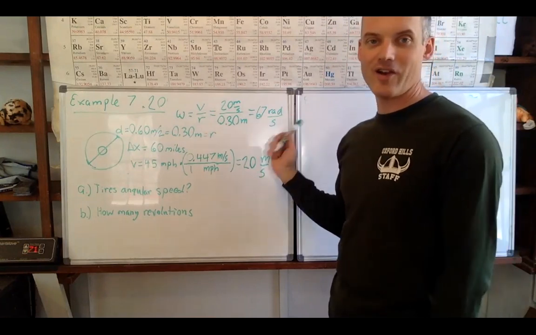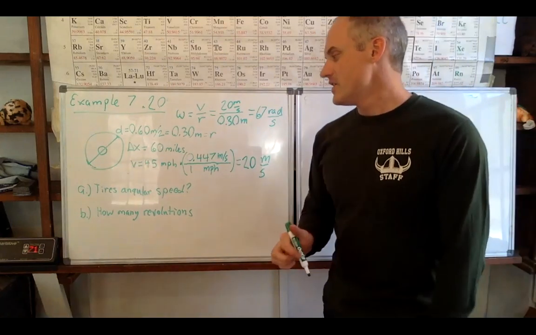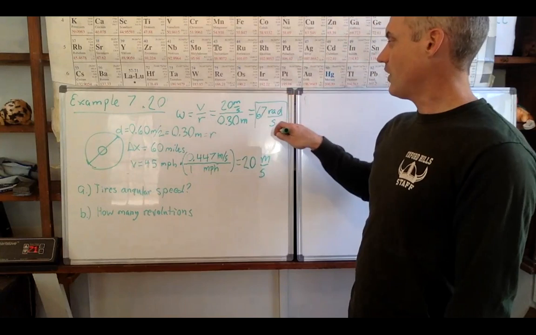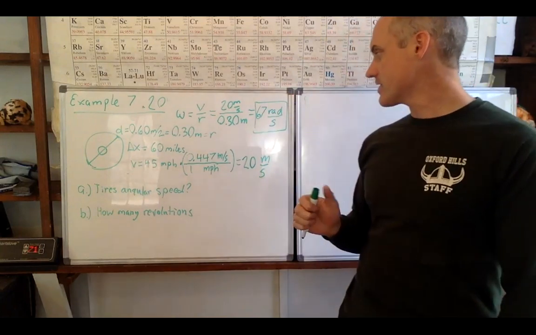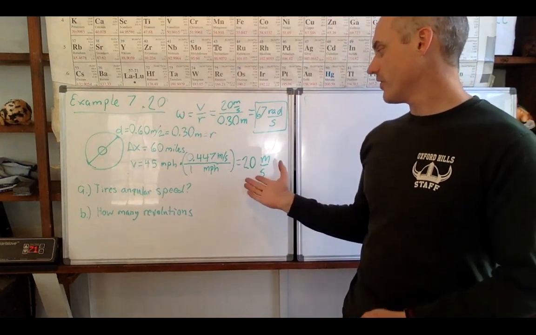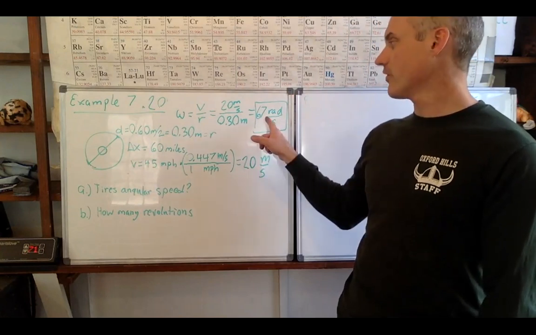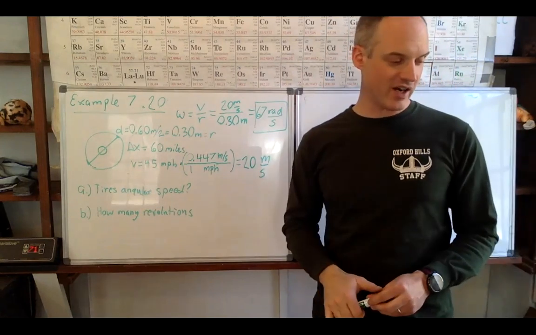Totally rad, right? Totally rad per second. Radians per second. So that's your tire's angular speed, as your tire is moving around its axis at 67 radians per second. The translational speed was 20 meters per second, but the wheels are actually spinning at 67 radians per second.